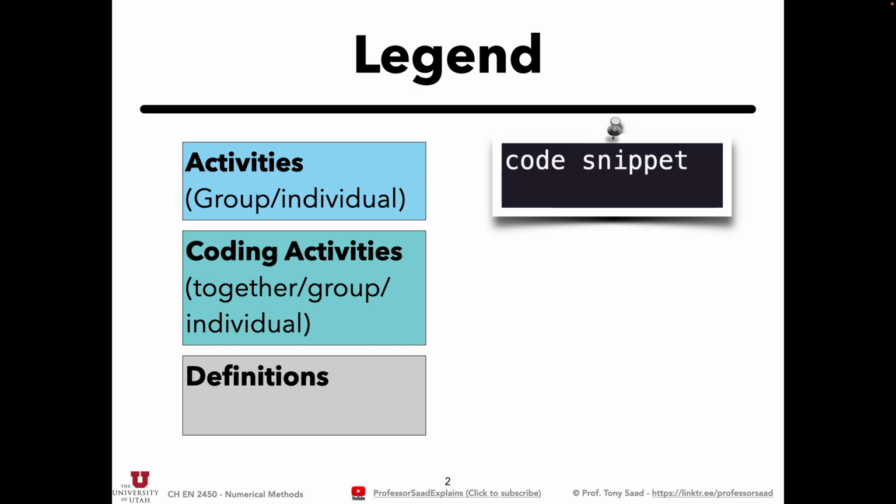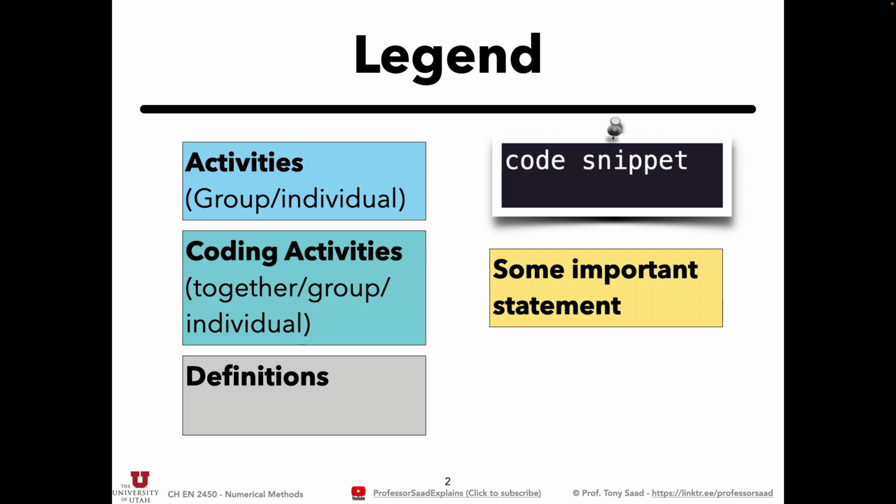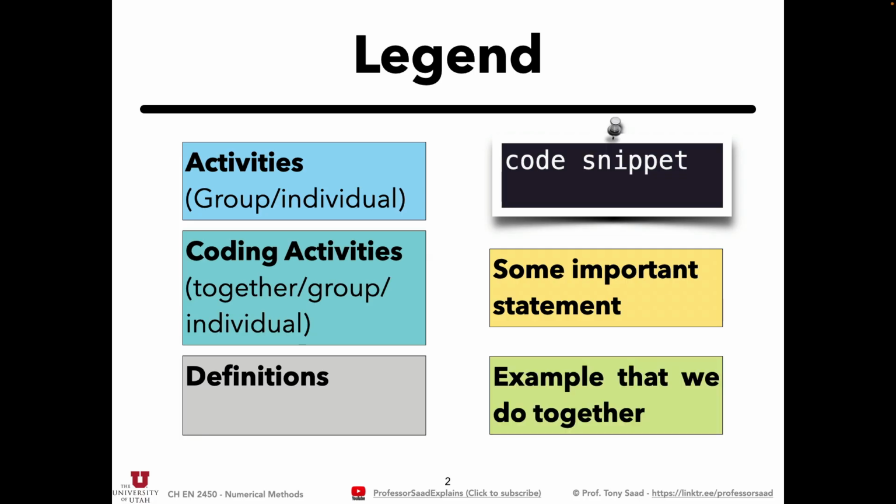Throughout the course, if I'm consistent across the slides, you're going to see about these 4 types of boxes scattered in the slides. A blue box refers to an activity. So when you see a blue box, there's an activity that I'm asking you to do. It's going to be a group activity or individual, I'll tell you. A slightly greenish box is a coding activity. A gray box is a definition that you have to memorize or just retain. Code snippets are shown in that one. There's also a yellow box for a problem that I'm doing in class for you or some important statement. And then, an example that we do in class, which is green.